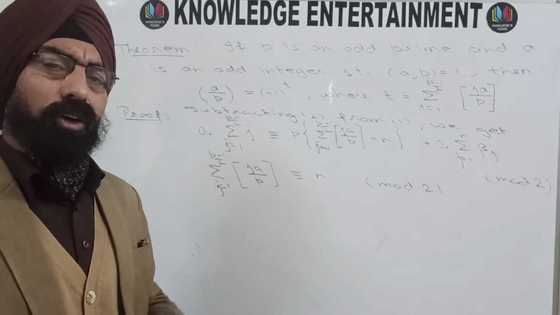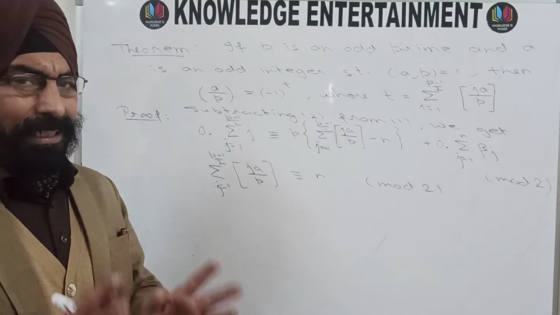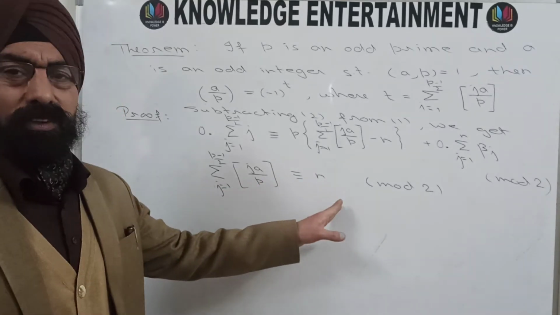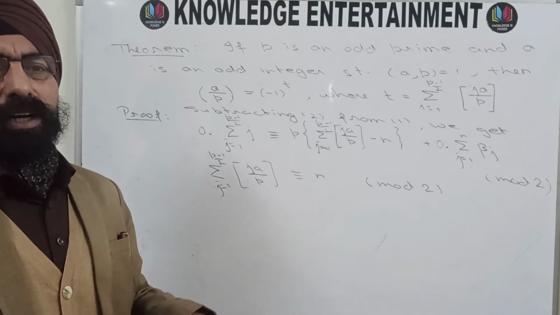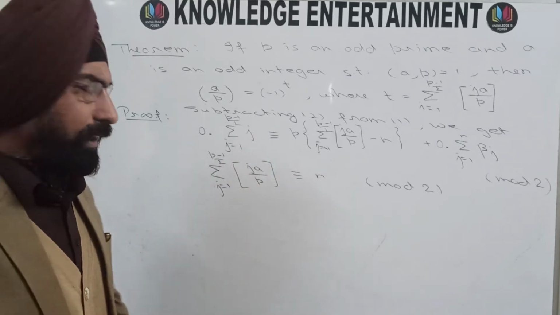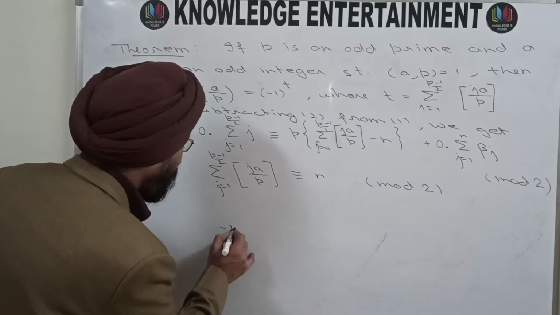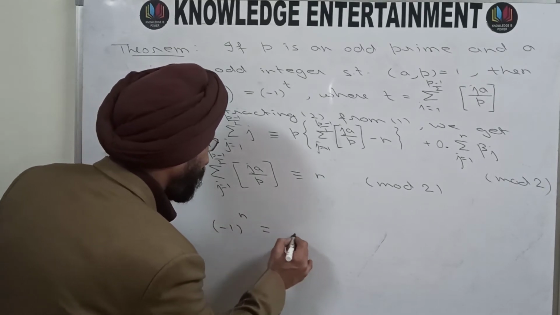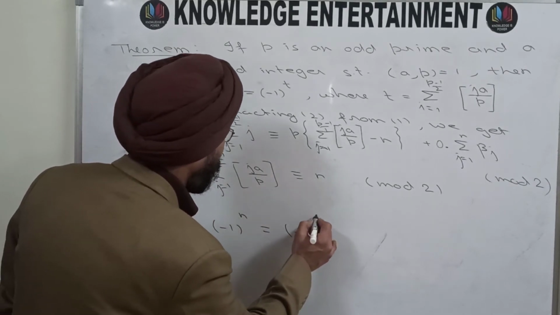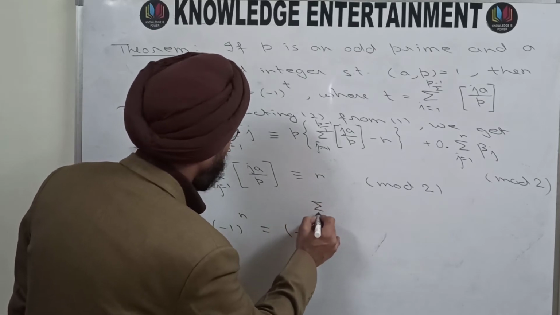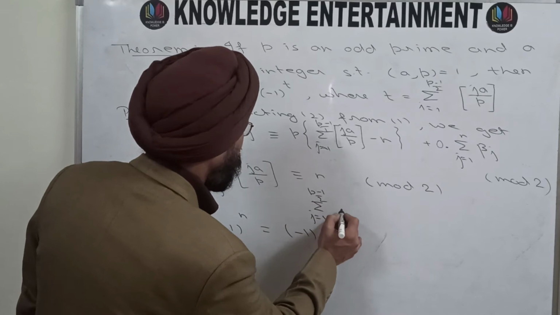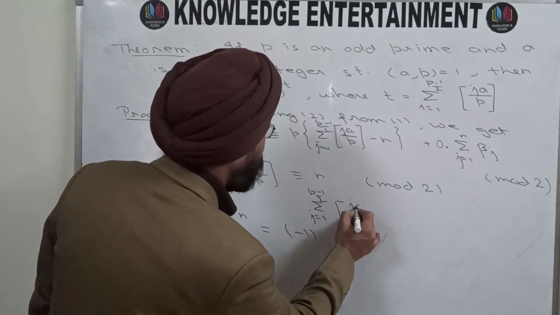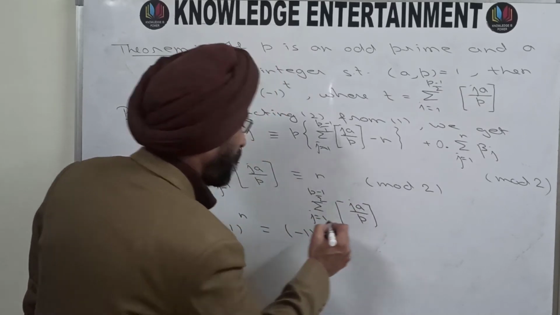Whether they are both even or they are both odd, minus 1 raised to the power this number is equal to minus 1 raised to the power this number, because if both are even, both sides will be equal to 1, and if both are odd, both sides will be equal to minus 1. So that means minus 1 raised to the power n is equal to minus 1 raised to the power sigma j varying from 1 to p minus 1 by 2 of the greatest integer function j a by p.